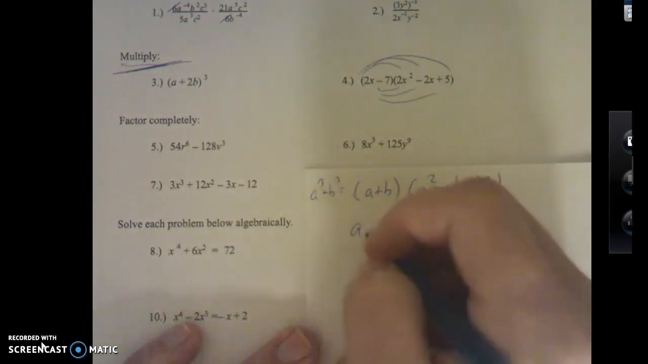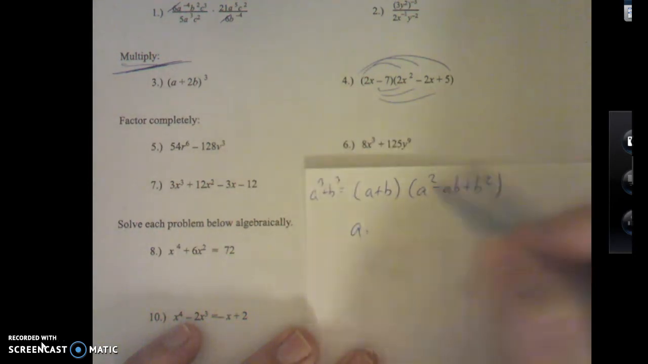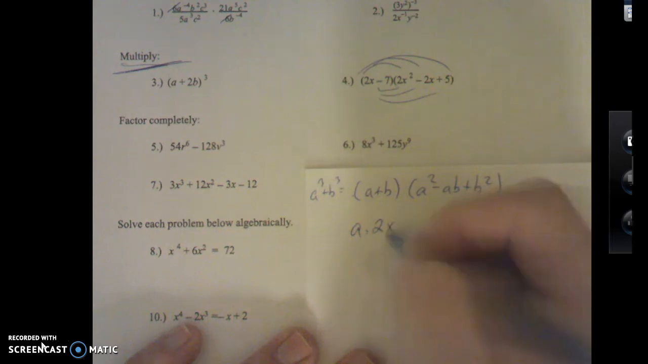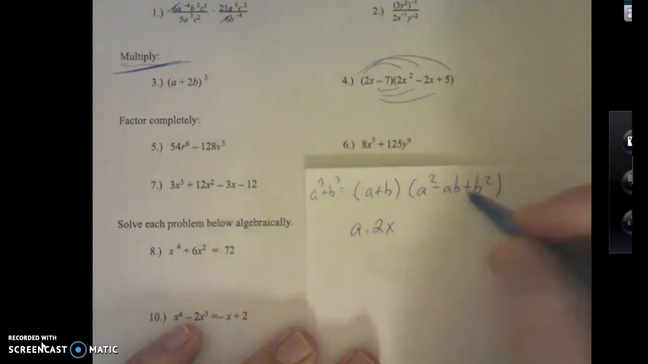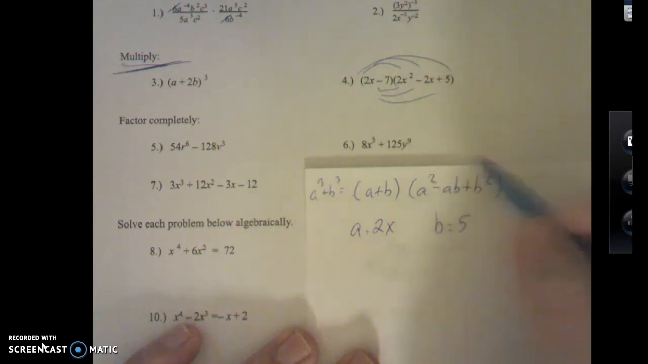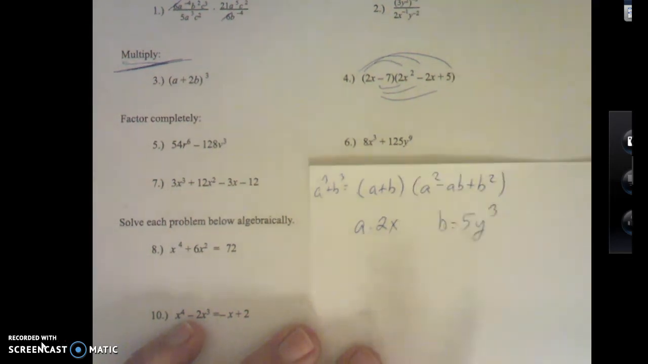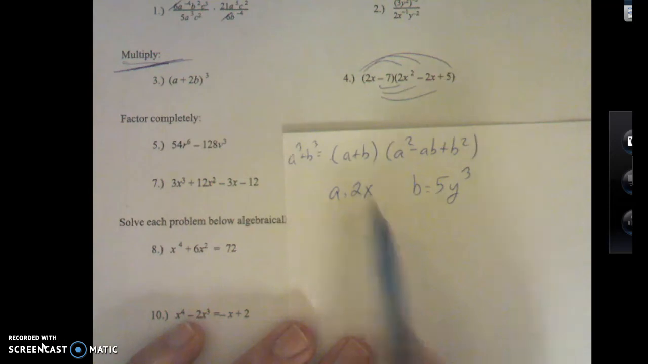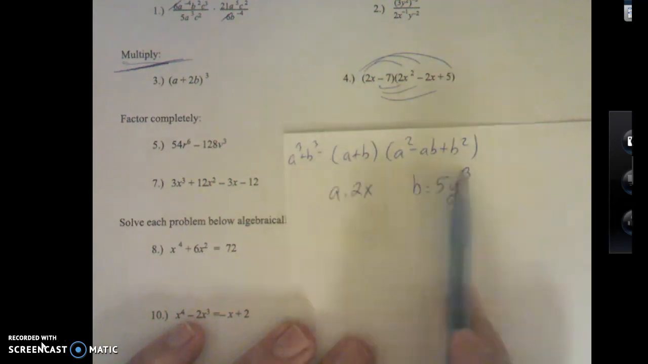Well, a is the cube root of 8x cubed. So the cube root of 8 is 2. Cube root of x cubed is x. B, the cube root of 125 is 5. The cube root of y to the 9th is y to the, again, we're just dividing by 3, third. Okay, I got everything I need. All right, I'm plugging it right in this formula, which we're giving you.